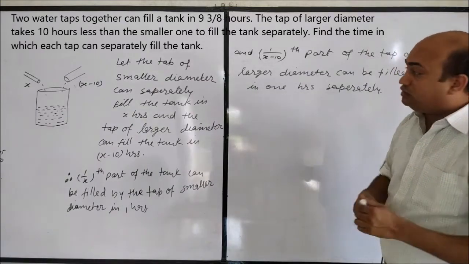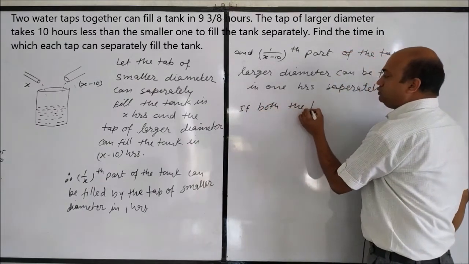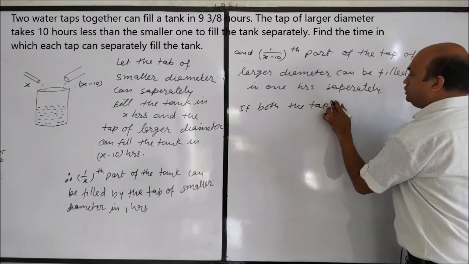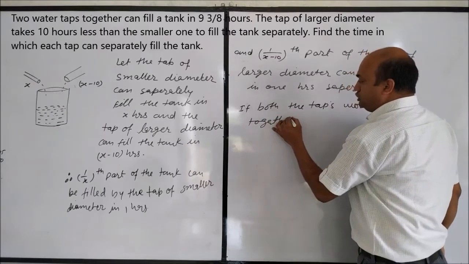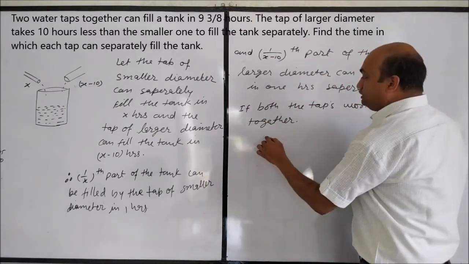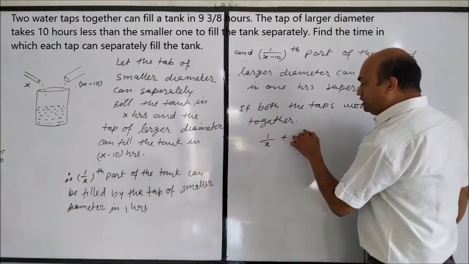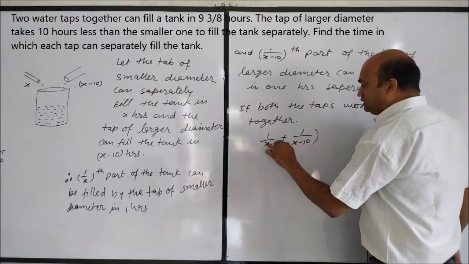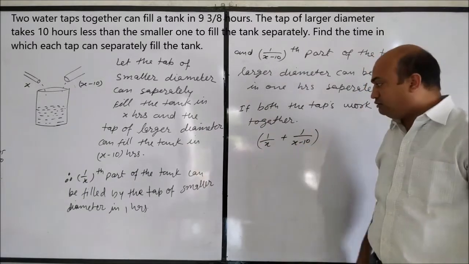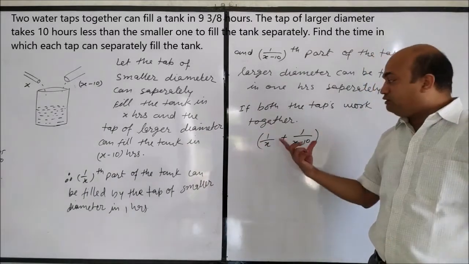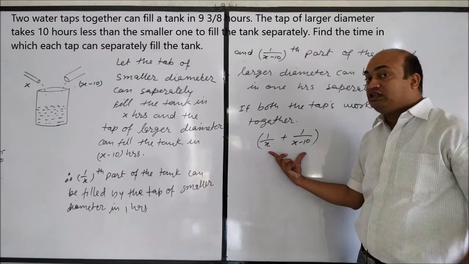If both work together, then 1 upon x part of the tank can be filled by the smaller diameter tap, and 1 upon x minus 10 part of the tank can be filled by the tap of larger diameter. If we add, this much total part of the tank can be filled by both the taps together in 1 hour.